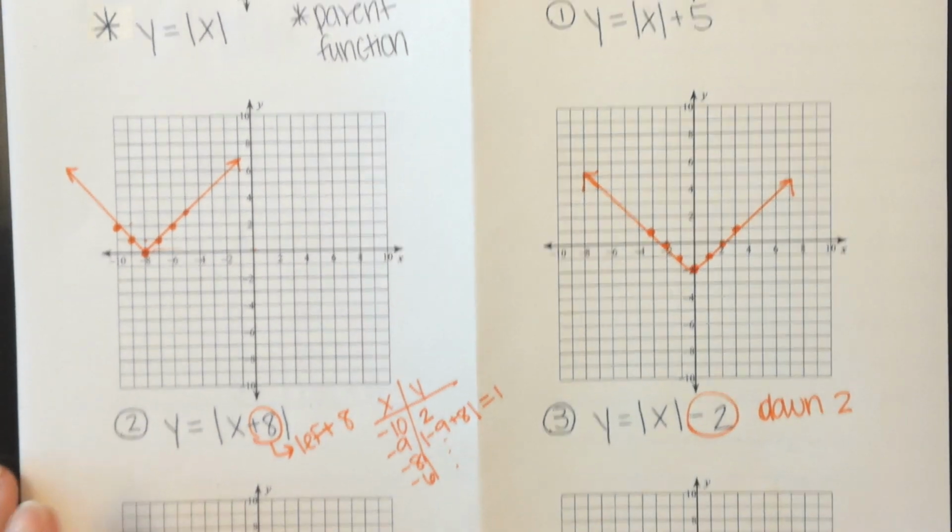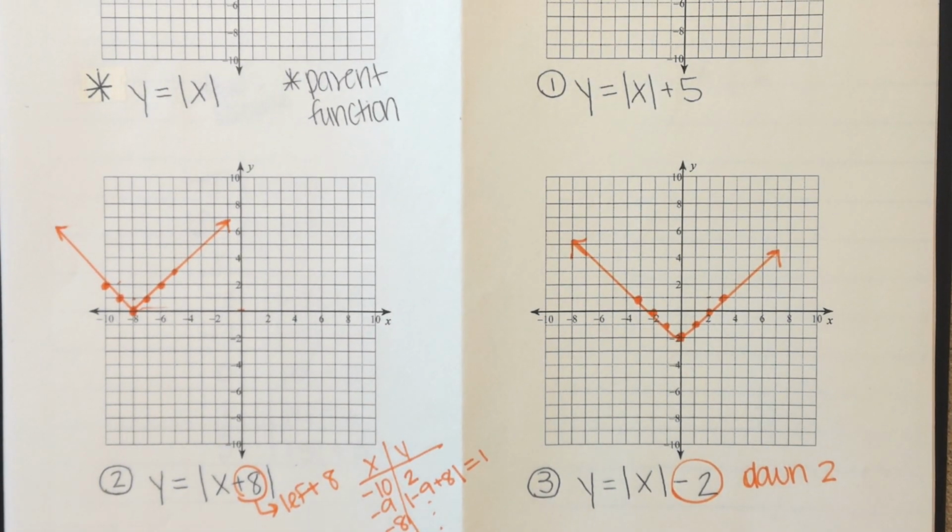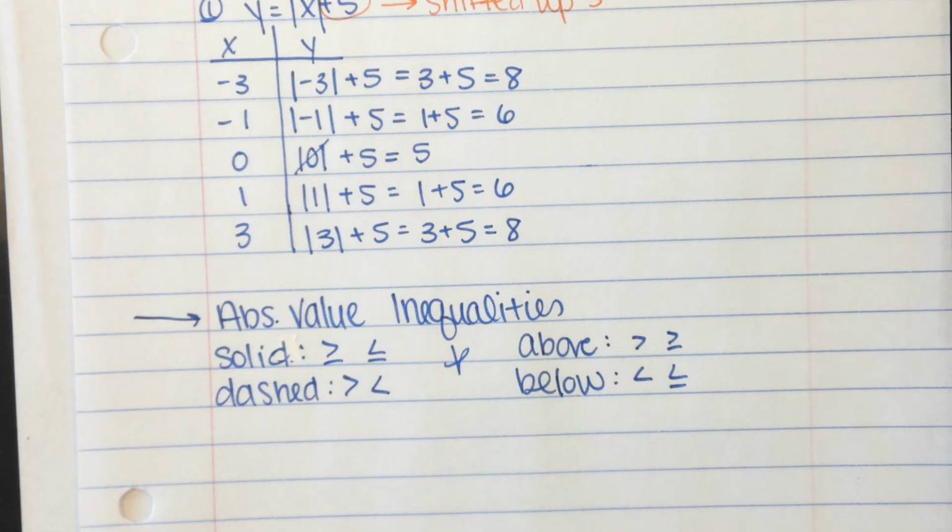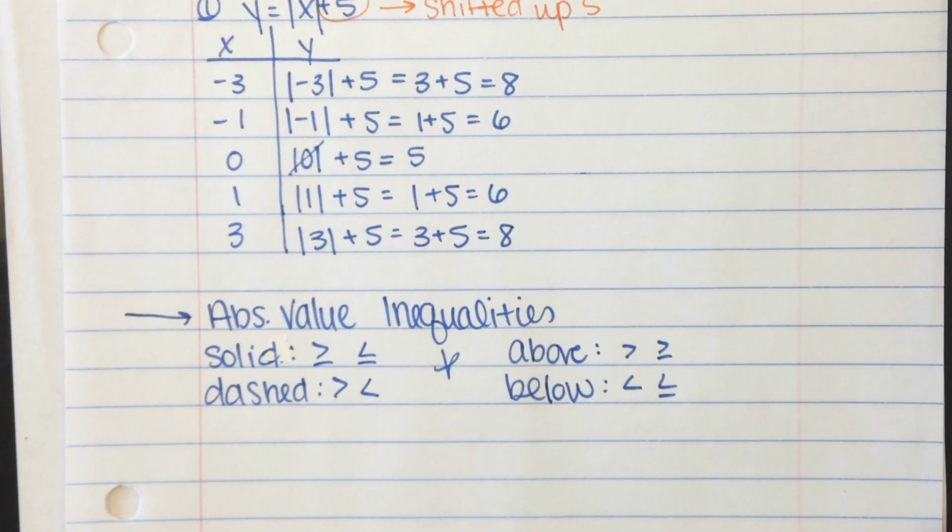Okay, so there are absolute value equations. So basically, you're looking at the equation, seeing how it's being shifted, and then you're just plotting that V on the graph. Okay, the last thing we're going to talk about are absolute value inequalities. We're going to graph them the same way we did the equation.